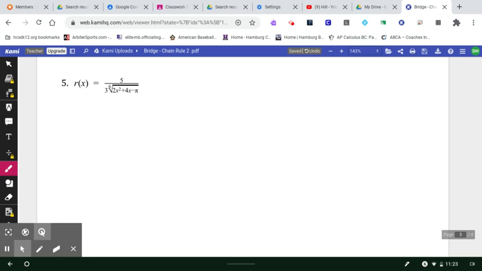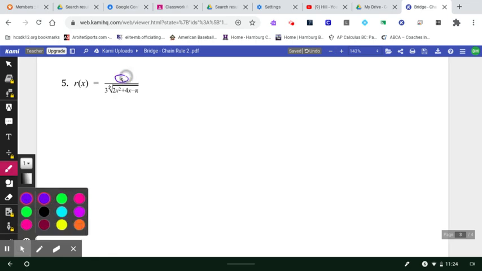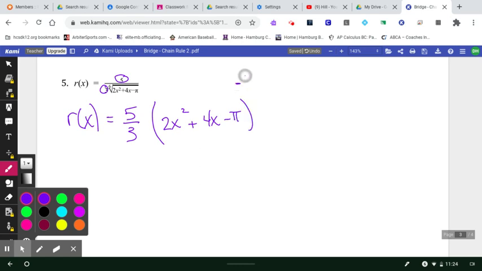All right, so number 5, let's talk about the cleanup again. Because there's a 5 and a 3 here, I'm going to pull that out and make it easier for myself and just call that 5/3. Kind of ignore the rest of that stuff. And then I can bring this up as that 2x squared plus 4x minus pi raised to the negative 1/6. So again, I'm just calling that fraction 5/3, and it's this junk to the negative 1/6 power. So why don't you pause it, try the derivative, and again, we'll compare. But give it a pause and try it on your own.